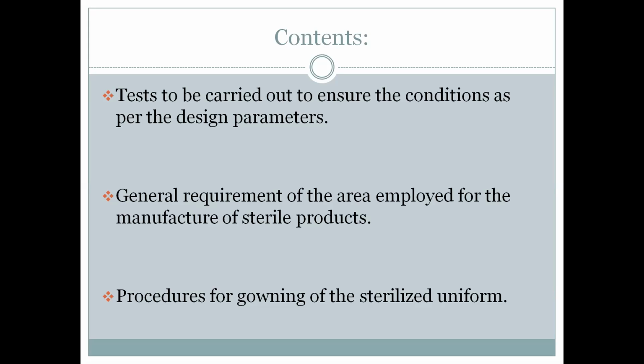So then let us see the contents. One is the tests to be carried out to ensure the conditions as per the design parameters. Another one, general requirements of the area employed for the manufacture of sterile products exclusively. And the third one is the procedure for gowning of the sterilized uniform. They should follow the procedure for gowning also.